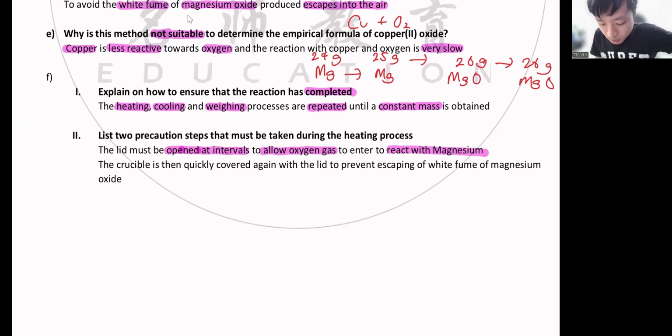Then the crucible is quickly covered again, because you don't want the white film to escape. You don't want the MgO to escape, otherwise you affect your mass later on.